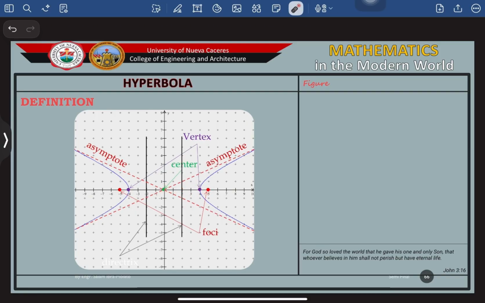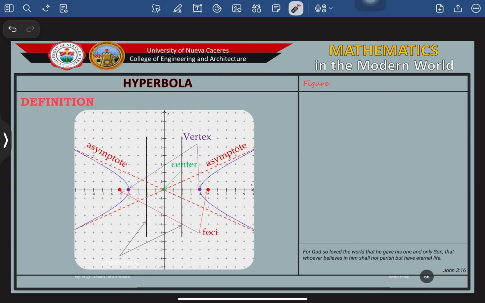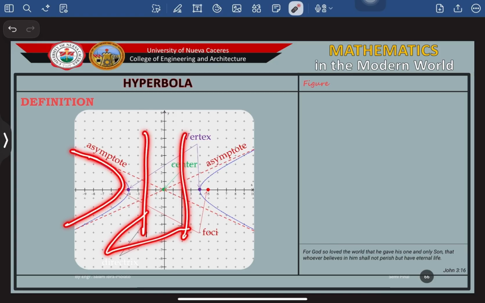Then next is the asymptote, which acts like invisible boundaries. So they describe the end behavior of the hyperbola, how it extends infinitely outward. So yung asymptote at saka yung dalawang curve, hindi po yan magta-touch endlessly. Then we have the directrix. So, dalawa yung directrix. So, opposite siya doon sa curves.